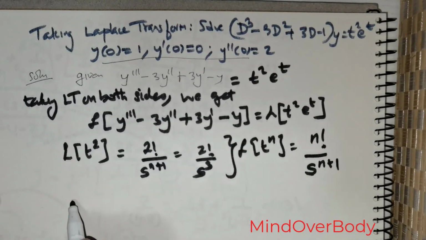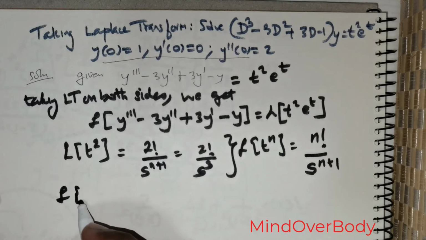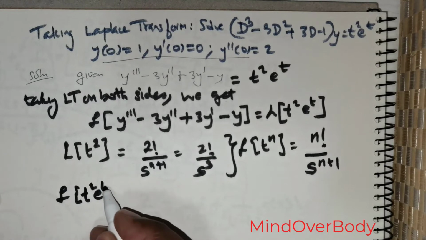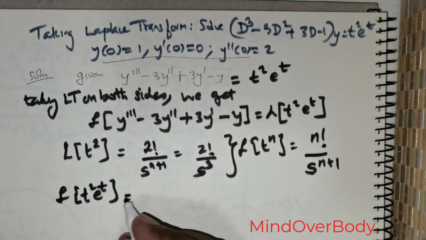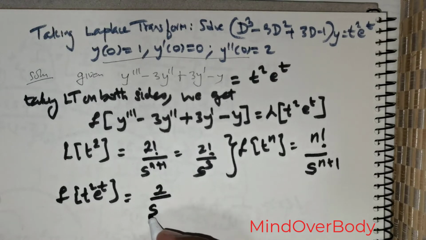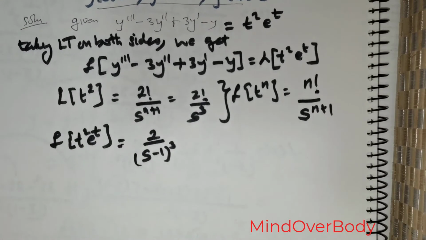We need to apply the shift because we have been given L of t squared times e raised to the power of t. The coefficient of t is 1, so we will have to subject this to the shift of s minus 1. So this is going to be equal to 2 over (s minus 1) raised to the power of 3. So we have got the right hand side.